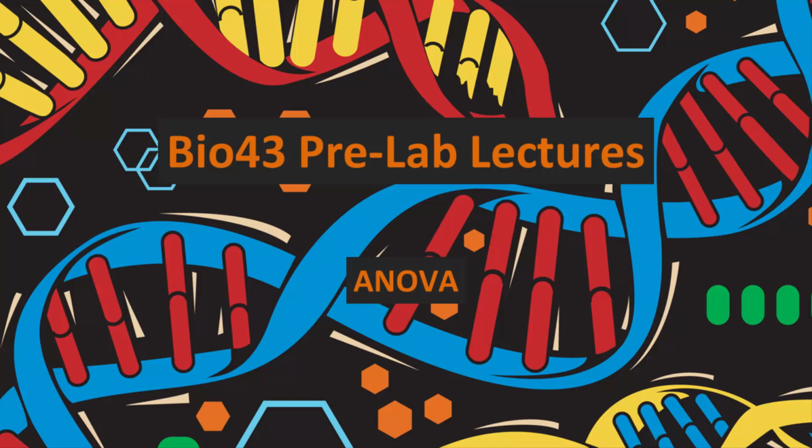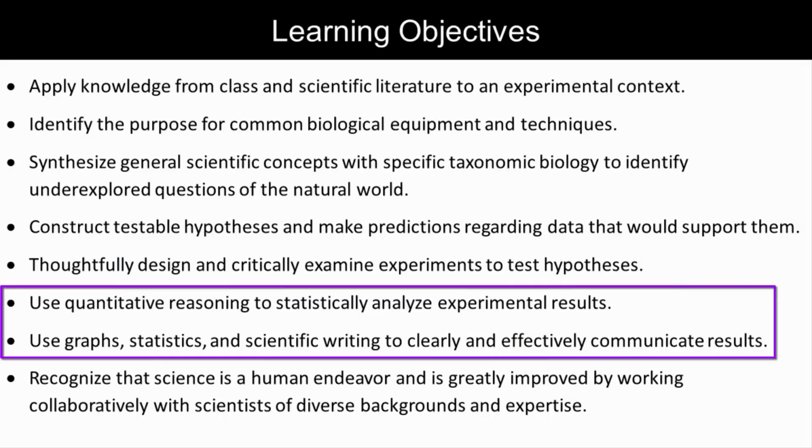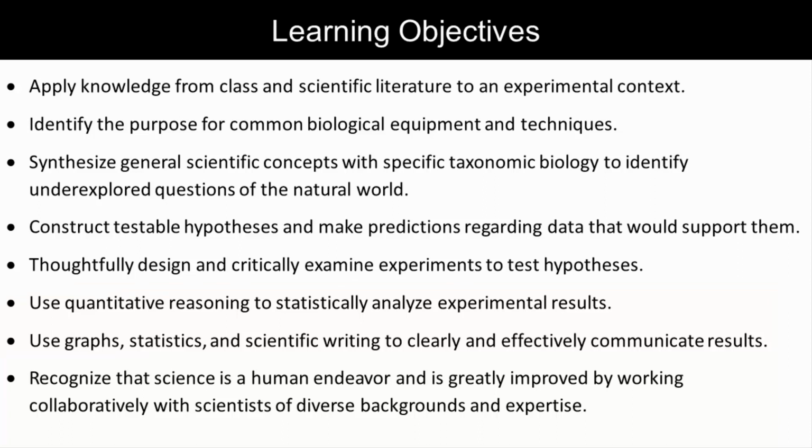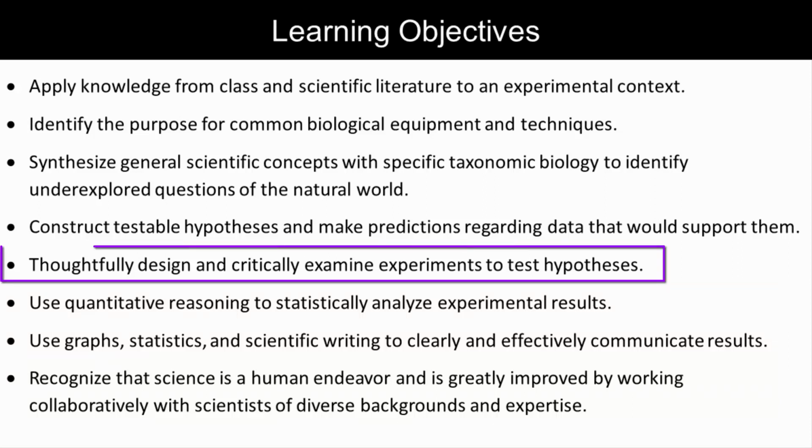Today we're going to talk about ANOVA. This is the statistical test to use when you have a categorical independent variable and a continuous dependent variable, and you have 3 or more treatments. We'll also talk about controlling confounding variables, which will help when you're thoughtfully designing your own experiments.